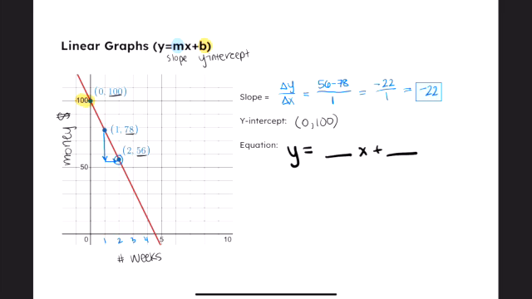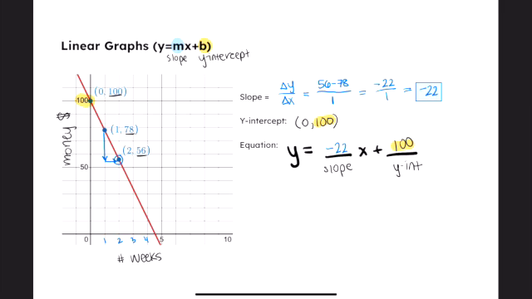y equals mx plus b. Remember, we'll start with our slope, and the second number b is going to be for our y-intercept. Our slope was negative 22. And our y-intercept was 100. And that gives us our equation.